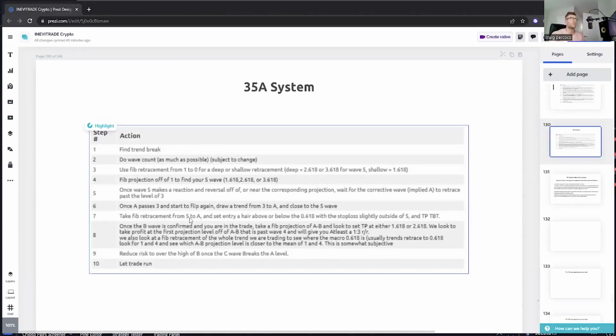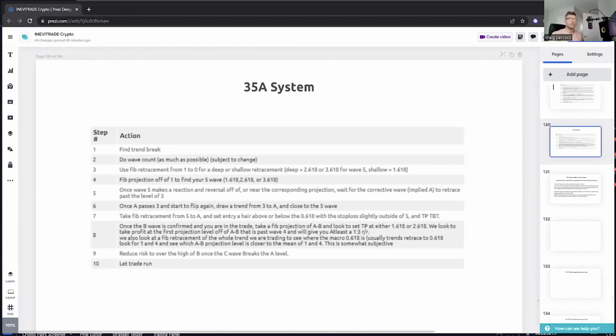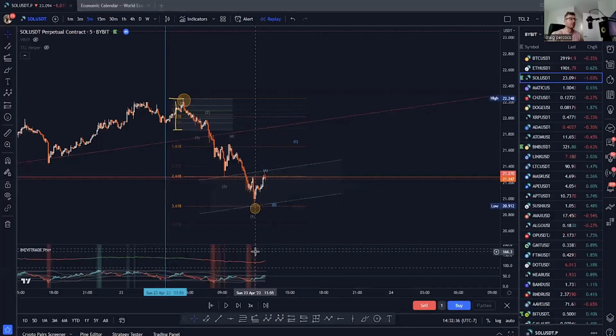Take a fib retracement from 5 to A and set the entry a hair above or below, depending on if we're shorting or longing, the 0.618 with a stop loss slightly outside of the 5, and let the take profit for now be to be determined. Okay, so what do we mean by step 7? Once we get contact here and we get the price action to start to flip, this is where we need to be a little bit more hands-on with our trade.